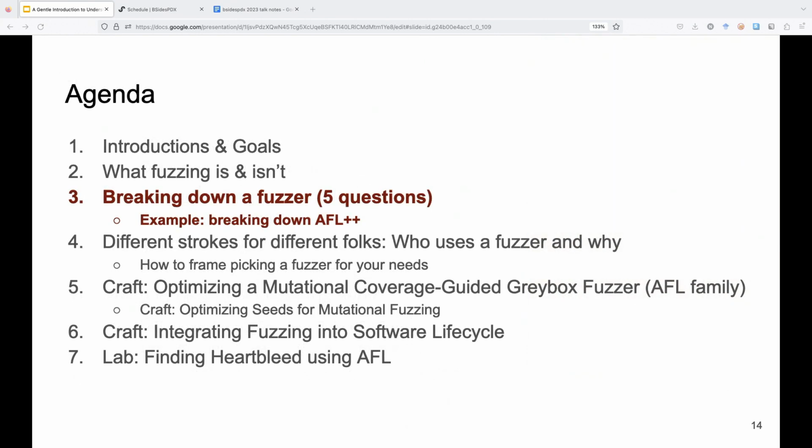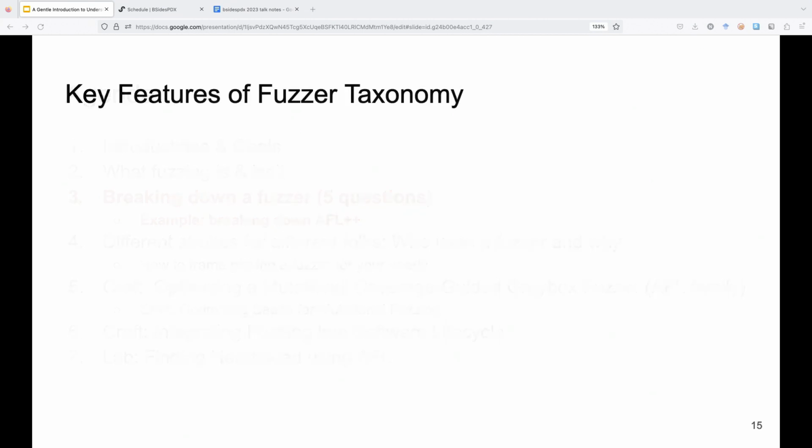We have this thing in CS where we really love the newest shiny toy, and it's great and it will solve all our problems, except it never solves all of our problems. So we're going to break down a fuzzer, now that we've talked about what fuzzing is and what it isn't. I would say that there are 5 key features of fuzzer taxonomy.